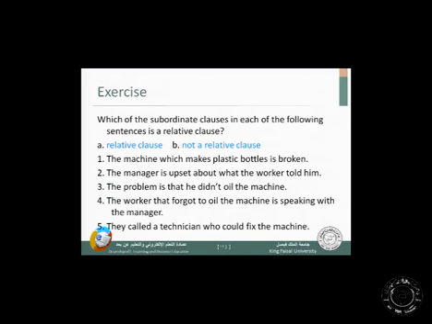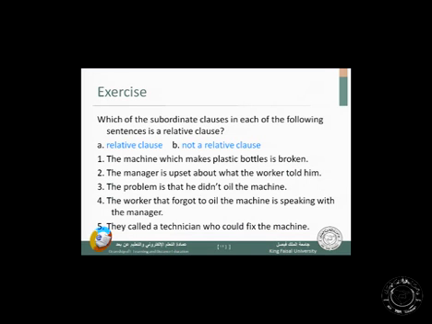Number 2, the manager is upset about what the worker told him. So where is the subordinate clause in this sentence? It is what the worker told him. Okay, so what the worker told him, this is the subordinate clause. Is it relative or not? What does it do in this sentence? Does it modify manager? Does it modify a noun phrase, or anything else? No, it doesn't. So it doesn't modify a noun phrase, and in this case we say no, it is not a relative clause. So the choice is B for number 2.